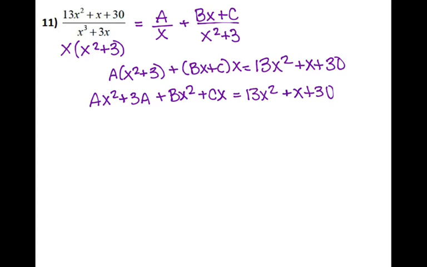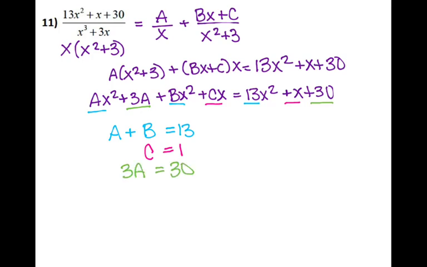Let's look at our like terms. So I have Ax squared plus Bx squared should equal 13. And then I have Cx should equal 1x, so C is 1. And then 3A should equal 30. This one you don't even need to plug in the calculator, you can just solve the variables as they are.